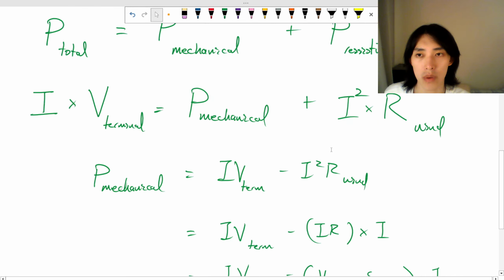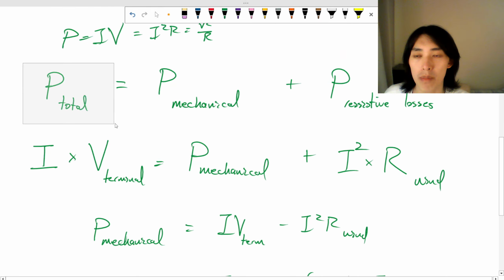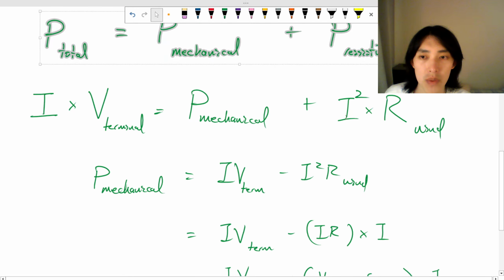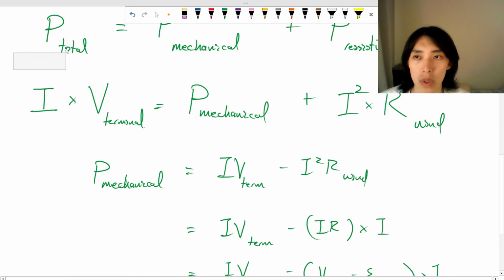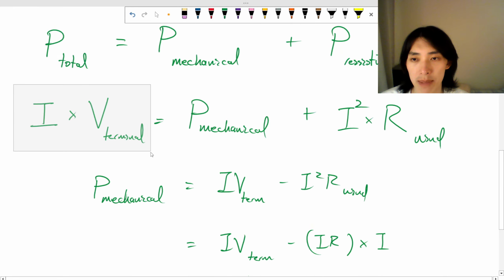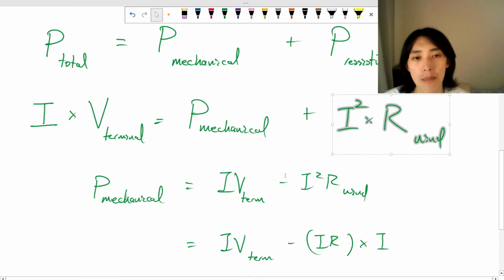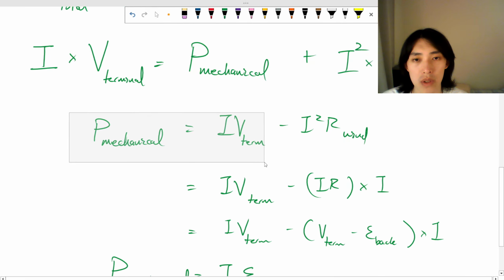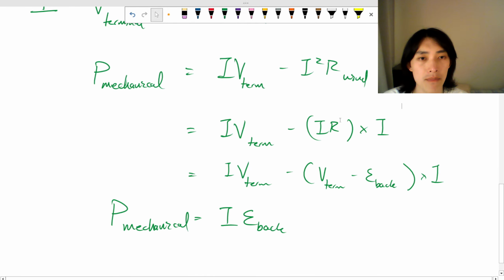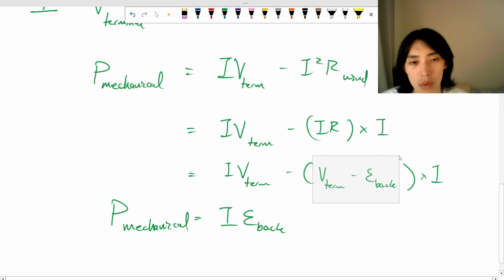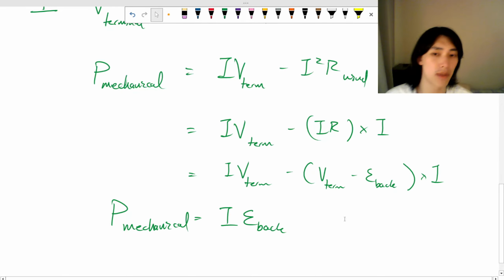Now let's quickly go through that derivation again. So we know that the total power is equal to the mechanical power plus the resistive loss. If we add together, we know that the total power is equal to our I times the voltage terminal, which is equal to the mechanical power plus I squared R. If we rearrange, we get P mechanical is equal to IV minus I squared R. We do a mathematical trick to isolate for IR. We know that IR from before is equal to the V supply minus the back EMF. And then if you expand this and simplify, you get P mechanical is equal to I times the back EMF.